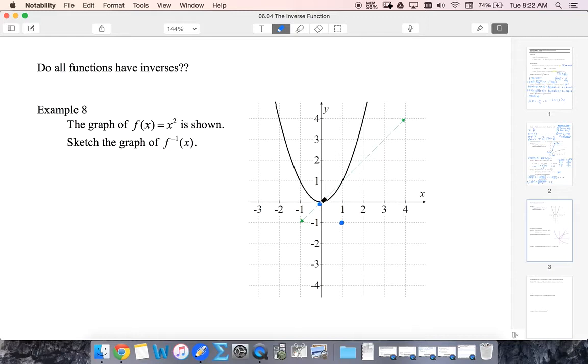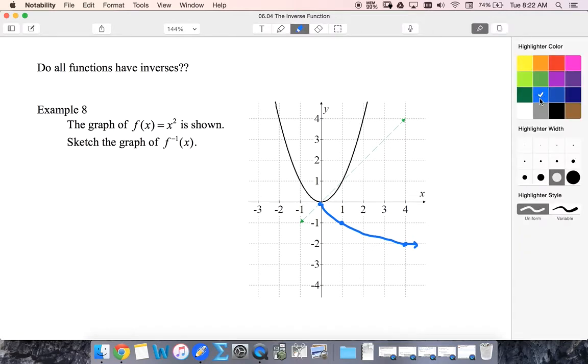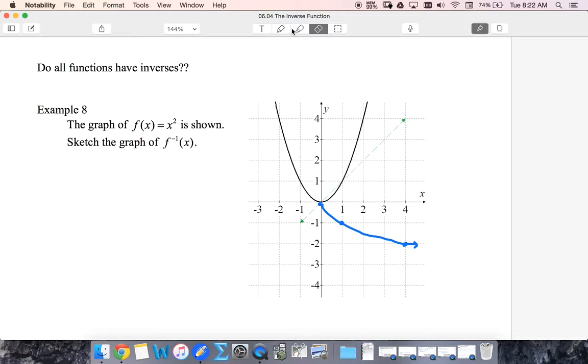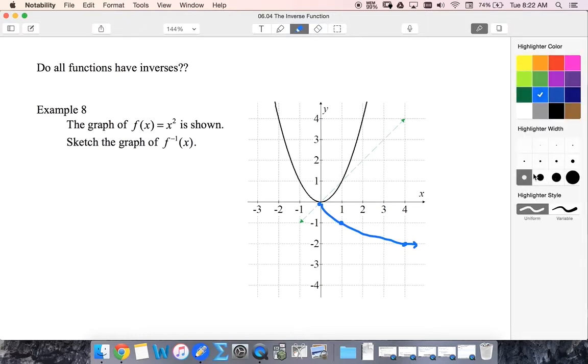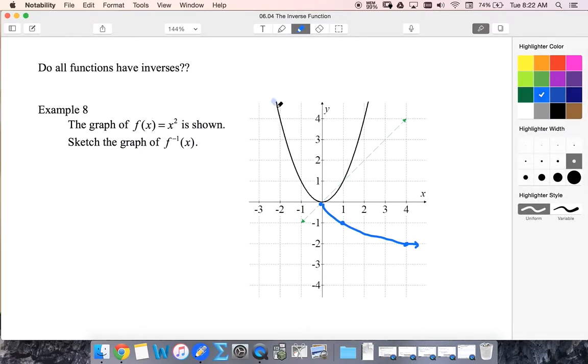So I had (0, 0), (-1, 1) turns into (1, -1), (-2, 4) turns into (4, -2). So here's my left branch. I'm just going to highlight that in blue. Let's actually erase that and highlight that with a smaller blue.